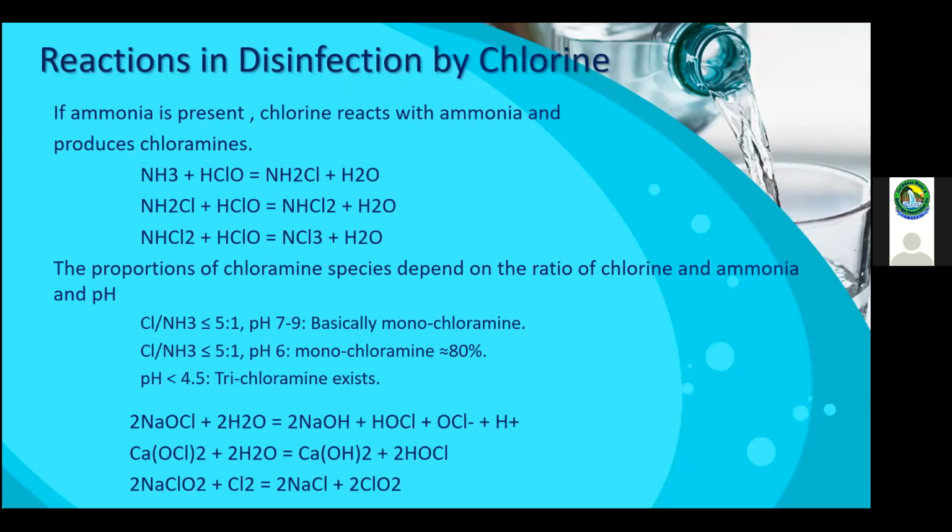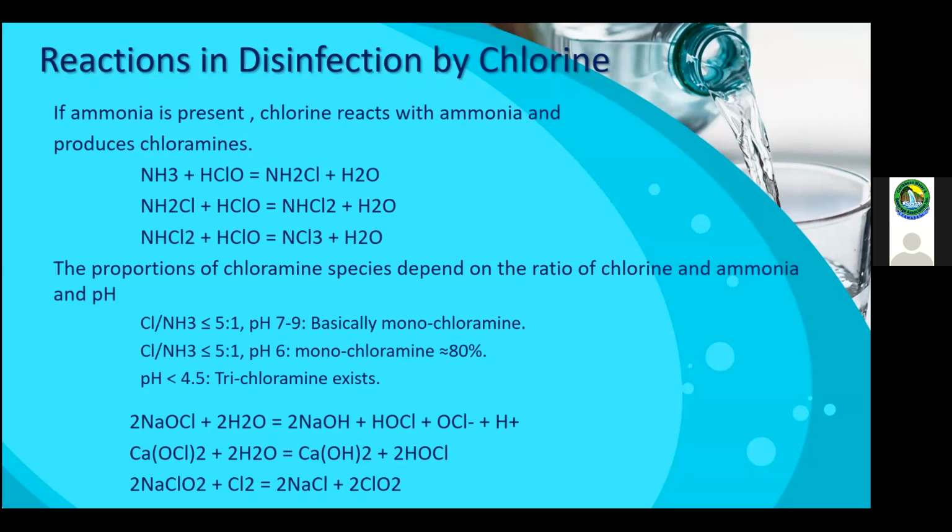So just to continue with the reactions, if you have ammonia present, your chlorine will react with ammonia to produce chloramines. Chloramines are also disinfectants. So there are three equations there that basically describe that reaction of ammonia with your chlorine. And the proportion of your chloramine species will depend on your ratio of chlorine to ammonia.